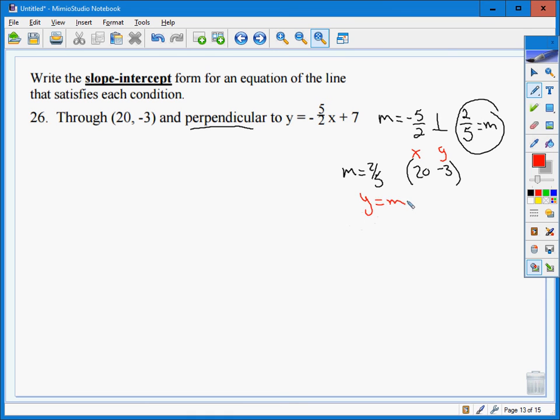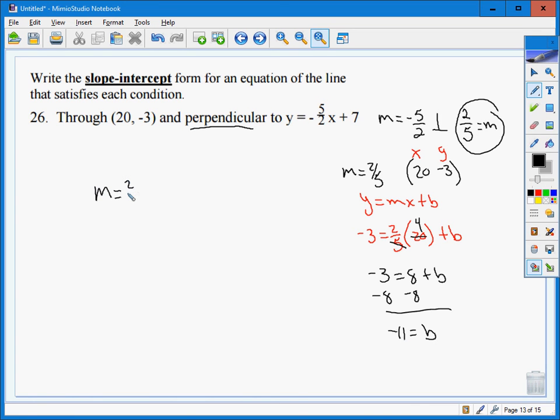So in this equation, y equals mx plus b, I can replace y with -3, m with 2/5, x with 20, and I can use this to find b. 5 goes into 20 4 times. 2 times 4 is 8. And if I subtract 8 from both sides, I get b equals -11. Since m is 2/5 and b is -11, my equation would be y equals 2/5 x minus 11.